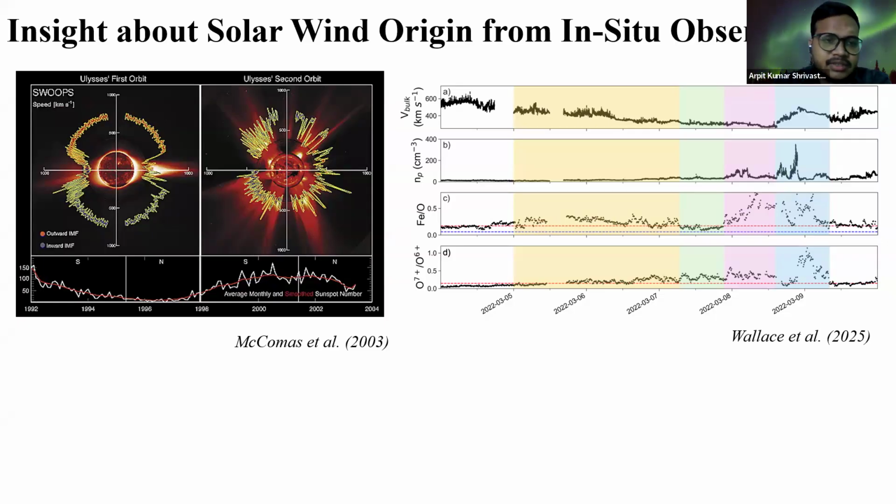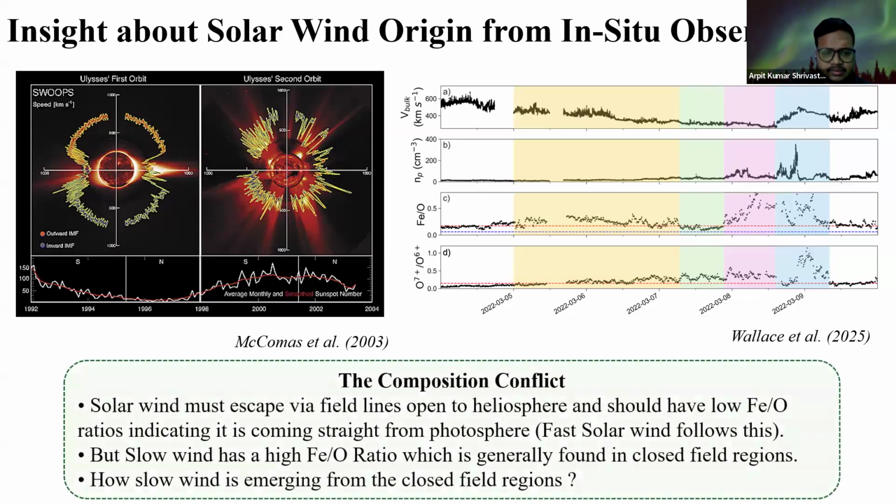And in the solar maximum, as you can see in this right plot, the situation is very complex. You have very intermixed sources of slow and fast solar wind, and that is due to the global magnetic topology during solar minimum and maximum as well. If you look at the solar wind emanating from the open field lines through the heliosphere, they should have low iron to oxygen ratios because they are coming straight off the photosphere, and in the photosphere you have this kind of value, and fast solar wind follows this. You can look at these regions in red, which are associated with fast solar wind.